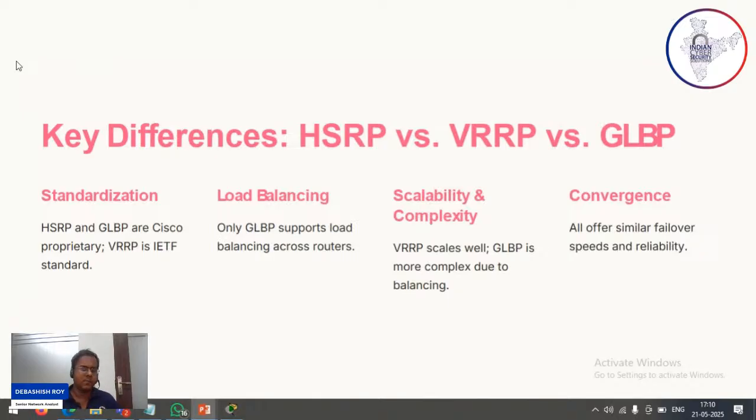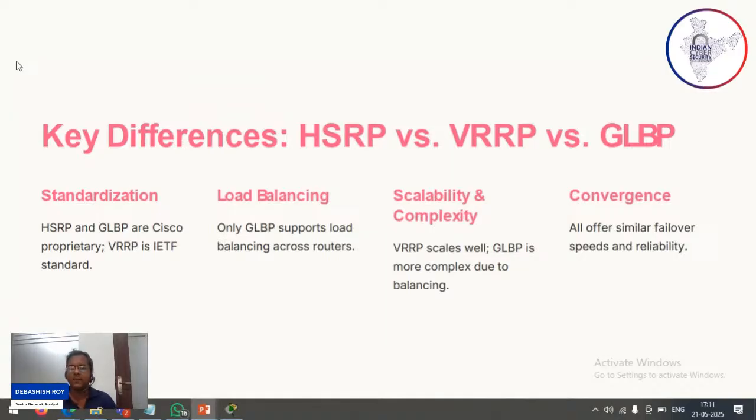Now let's come to the comparison. What are the key differences between HSRP, VRRP and GLBP? Now first is the standardization. HSRP and GLBP are both Cisco proprietary, but VRRP is an IETF standard. That is why I told you that it is the old one. Now, load balancing: only GLBP supports load balancing across routers. That point we have also discussed, that HSRP and VRRP do not support load balancing.